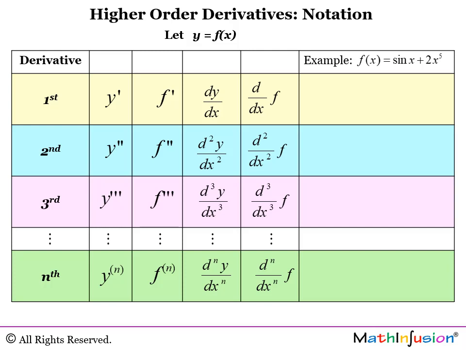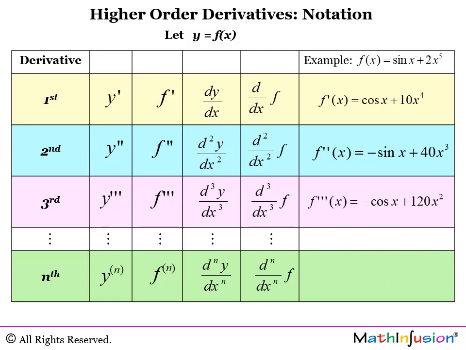Let's do an example. The first derivative of the function f(x) is cosine x plus 10x to the power 4. The second derivative is the first derivative of the first derivative, so it is negative sine x plus 40 times x cubed. The third derivative is negative cosine x plus 120x to the power of 2. I don't know what the nth derivative is because I don't know what n is. As you can see, most likely we will have to go through the steps. So if I ask you what is the third derivative of the function, you really have to go to the first derivative, to the second, and to the third.